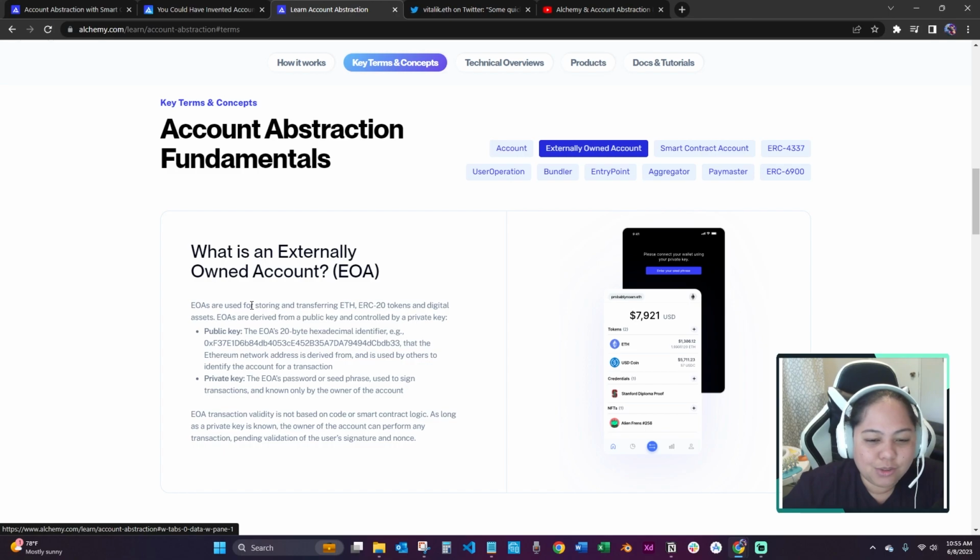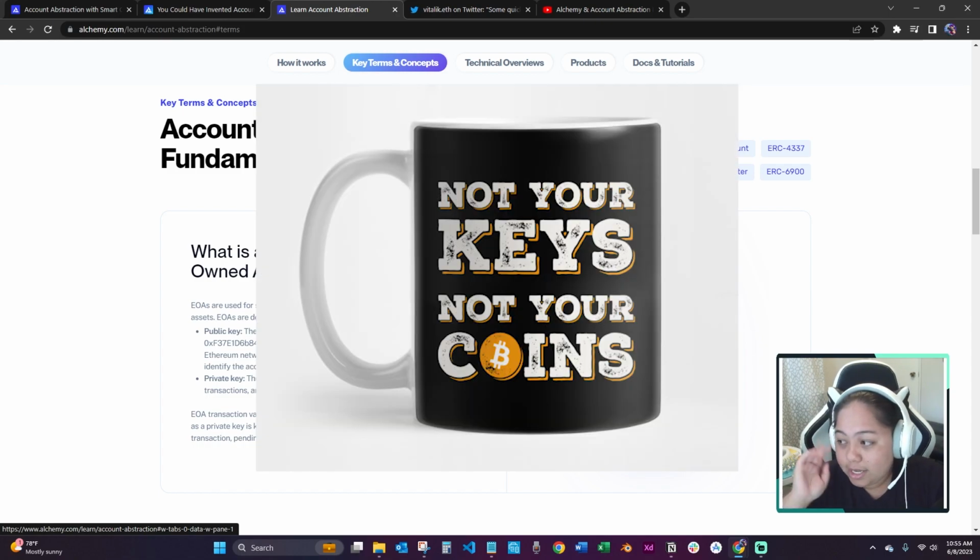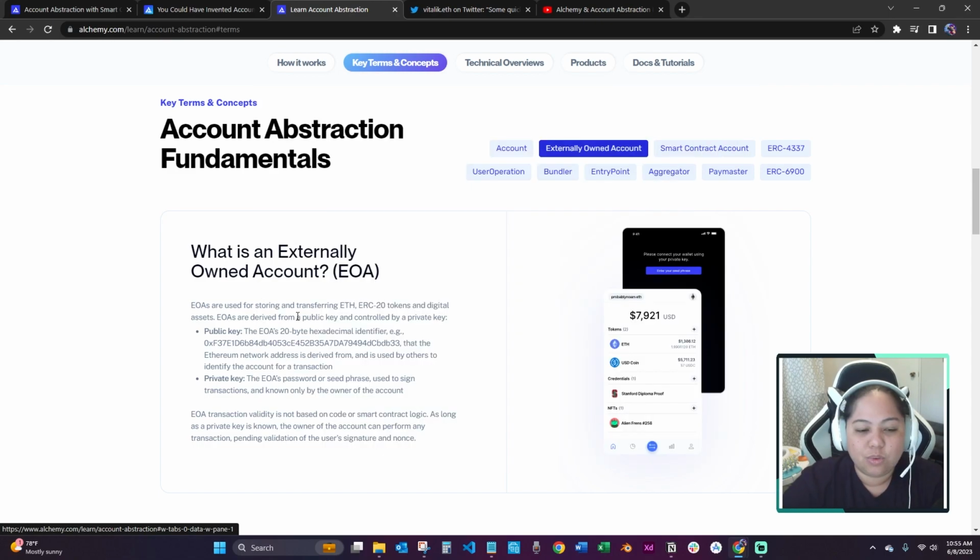So externally owned accounts right now use public and private keys. And I know a bunch of you have already heard about "not your keys, not your crypto." So this makes it extremely sensitive to security risks. And so even though you may have control right now of your private keys and your public keys, if someone that's not you were to have control of it, they now have your stuff. Or if you lose it, you just lose it forever.